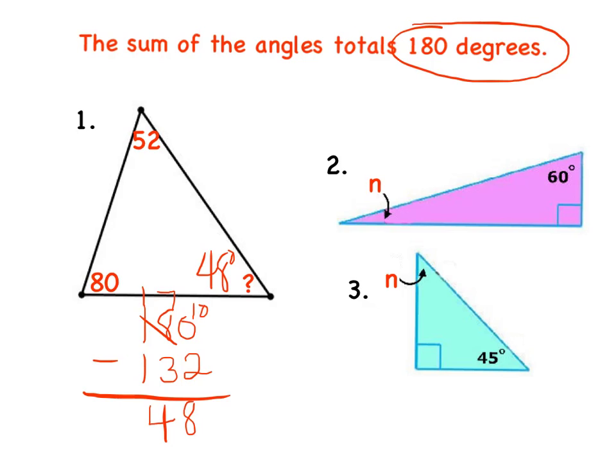Over here, ooh, they're only giving us one number, but we know that this is 90 degrees. So 90 plus 60 is 150, and 150 plus 30 equals 180. And again, down here, this is 90 degrees. And this is 45. I know in my mind that 45 is half of 90, so I know that this one also has to be 45 degrees.